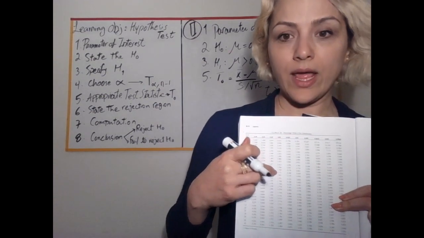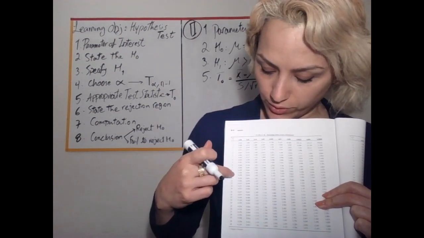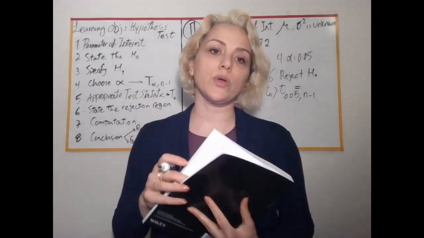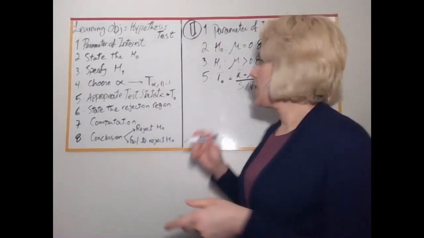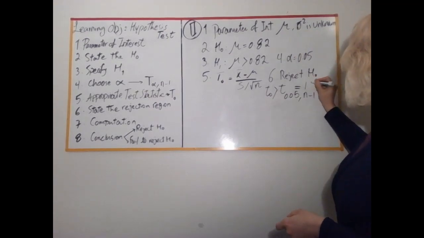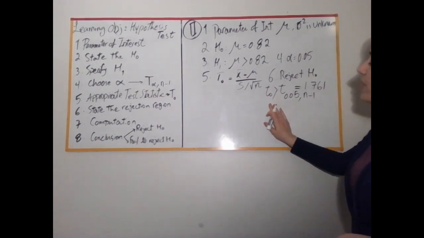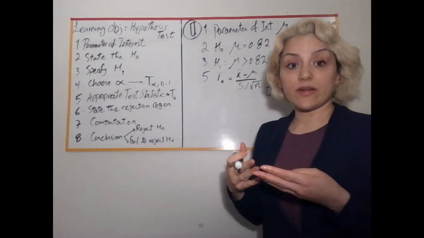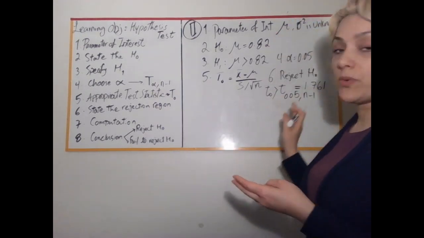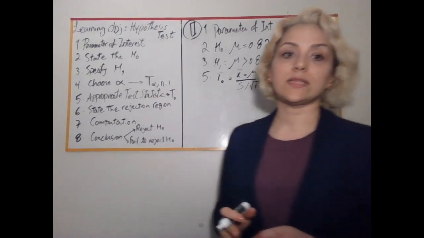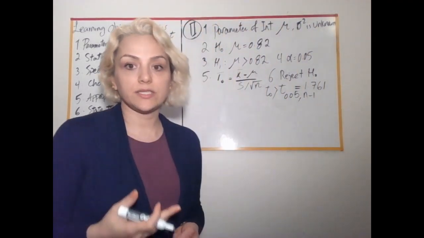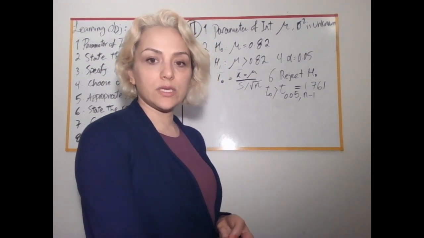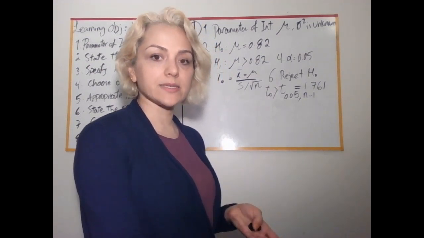I would go down, and for the 14, the value that we will find for t is going to be 1.761. So I'm going to write down here 1.761. So if my t null, which is this one, is greater than this number, 1.761, then I would say that I'm going to reject the null hypothesis. So that's for step number 6.